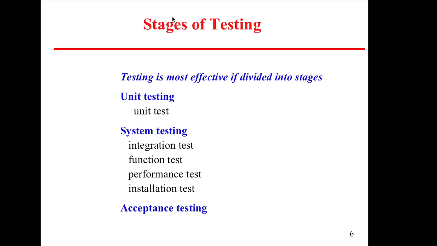Testing is most effective if divided out into stages. You don't want to do it at the end, which is what the stages are referring to. And the stages actually are more particular in terms of the type and where it happens. As an example, unit testing, system testing, acceptance testing. Obviously, acceptance testing is going to happen at the end, hopefully.